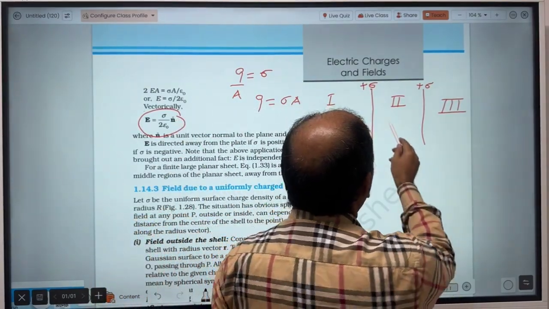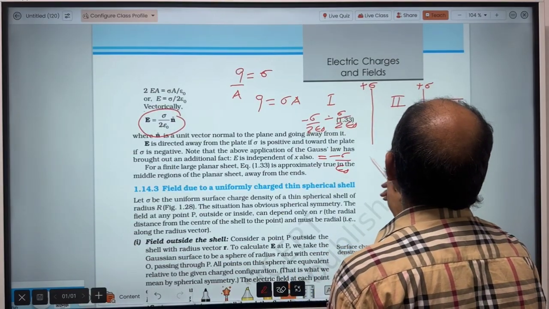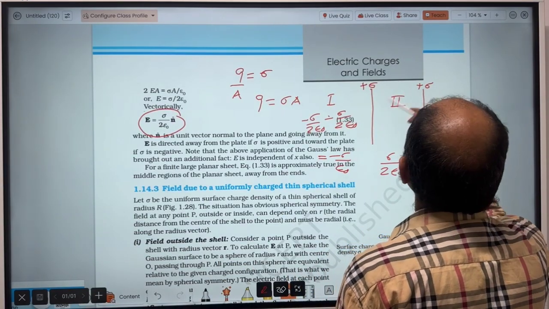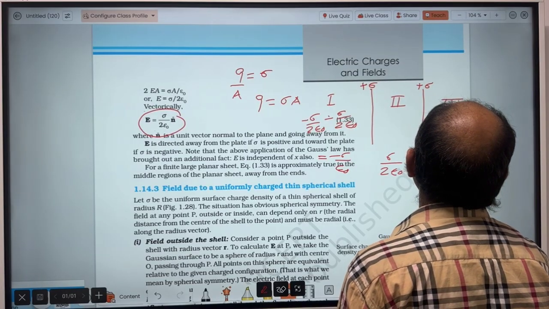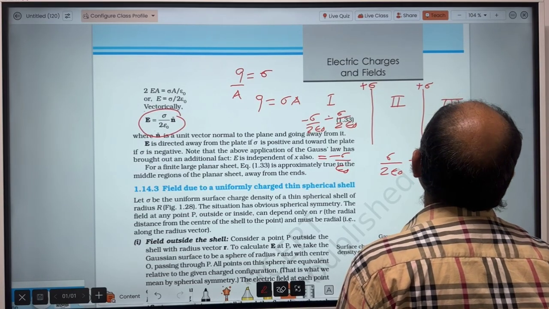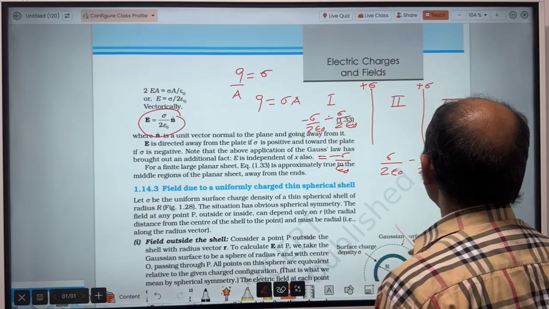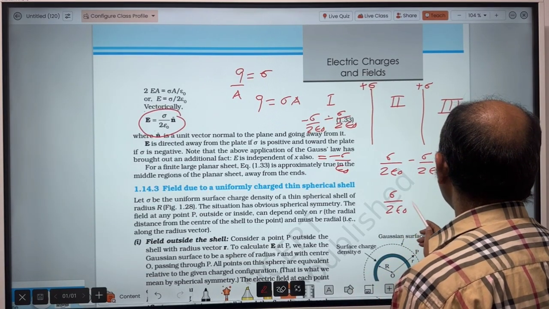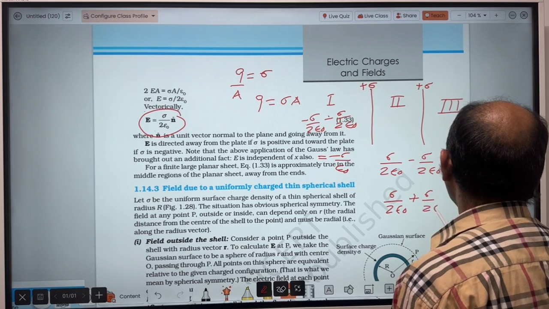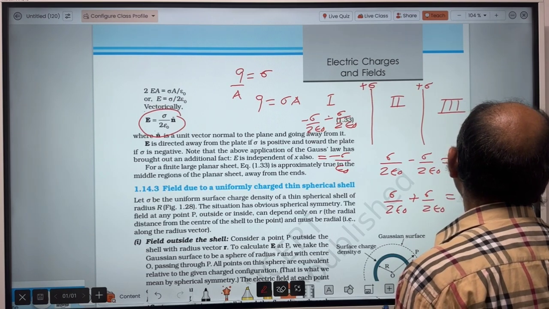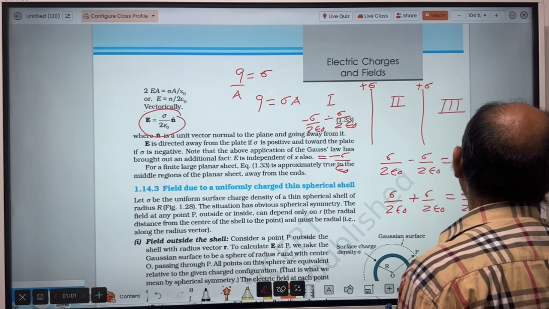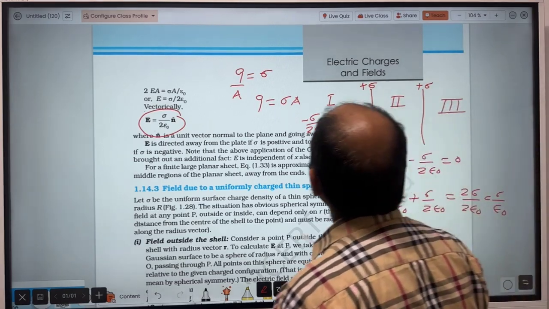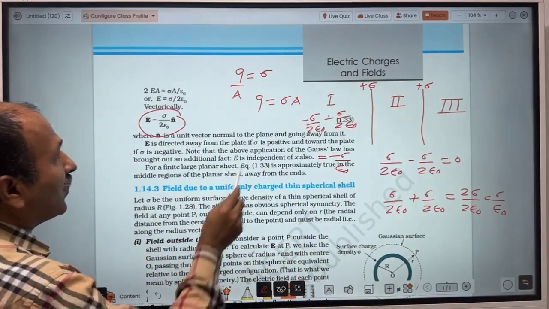If you consider this middle region, the field due to this plate will be sigma upon 2 epsilon naught, and due to this it will be minus sigma upon 2 epsilon naught. So this will give 0. And if you consider region number 3, there the electric field will be sigma upon 2 epsilon naught plus sigma upon 2 epsilon naught, which will give 2 sigma upon 2 epsilon naught, which is equal to sigma upon epsilon naught.